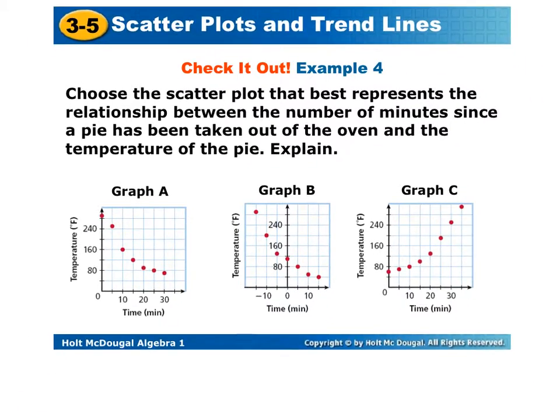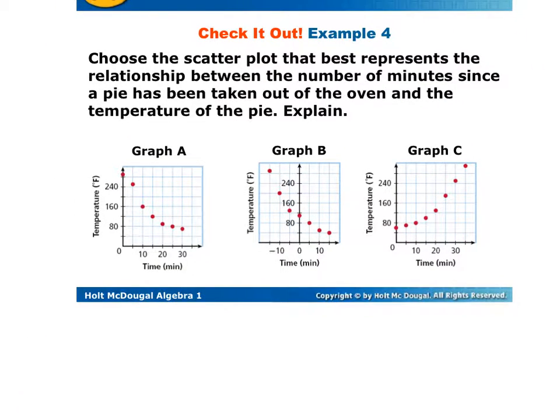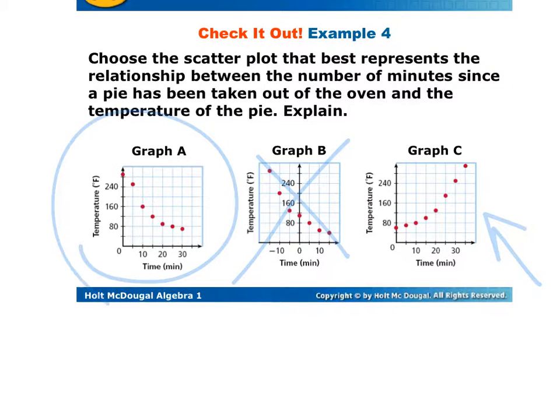Now we're talking about the relationship of a pie and the time it's been out of the oven. What happens to something when you take it out of the oven? What happens to the temperature? It starts to cool down. So we're looking for probably a negative relationship here. This one, it's still in the oven. You can't have a negative time here. So notice graph C, look at this. It's telling us that when it comes out of the oven, it's getting hotter. Is that possible? No. So here we're looking for the temperature to decrease, so we're looking for graph A.